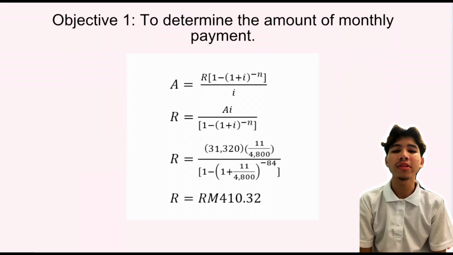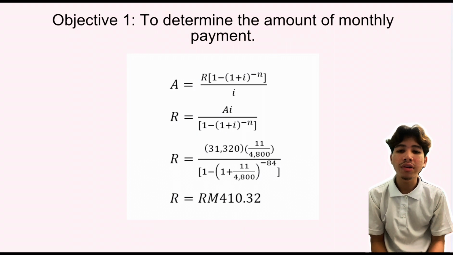The objective one is to determine the amount of monthly payment. So now we will use the formula A equals R, bracket 1 minus bracket 1 plus I, close the bracket, to the power of negative N, close the bracket, over I. To get the R, we must rearrange the formula and put in all the information we have, which is 31,320 multiplied with 11 over 4,800 over bracket 1 minus bracket 1 plus 11 over 4,800 close the bracket to the power of negative 84. And then we calculate the formula and we will get 432.